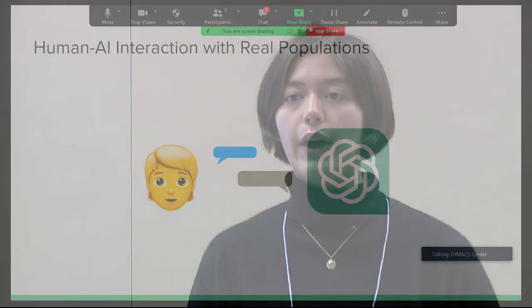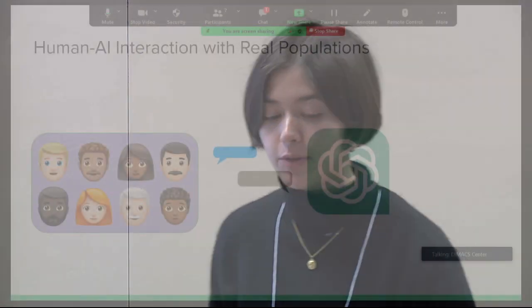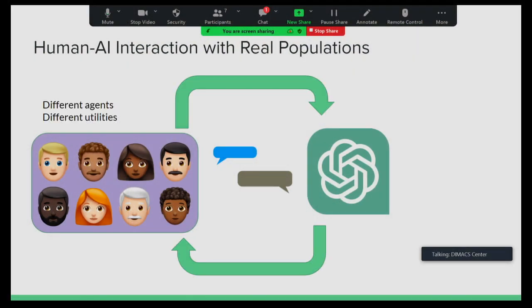We have this idea of how a model interacts with the user. But there is no the user. There are, in fact, many users. They're all people who are coming from different backgrounds, different communities. We might also think of this as different agents with different utilities. They care about different things. They use these models for different purposes.